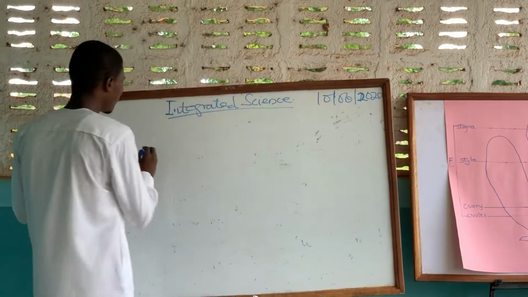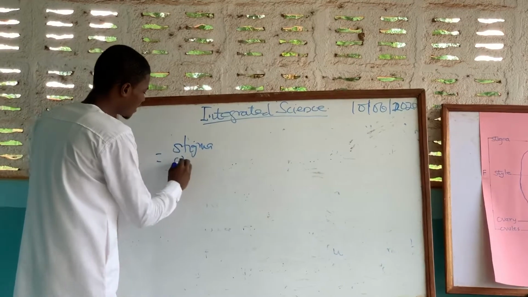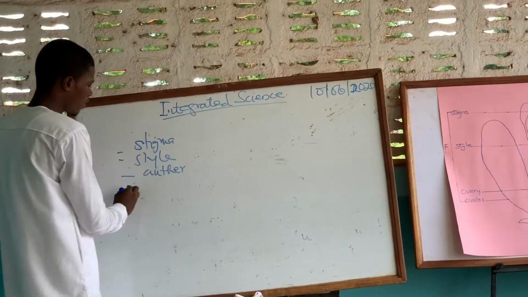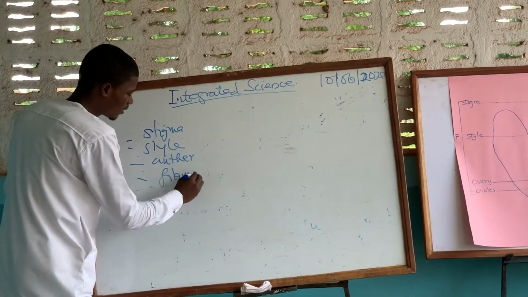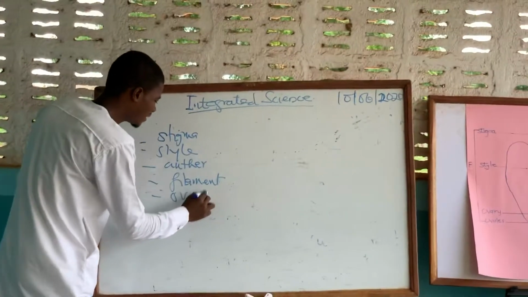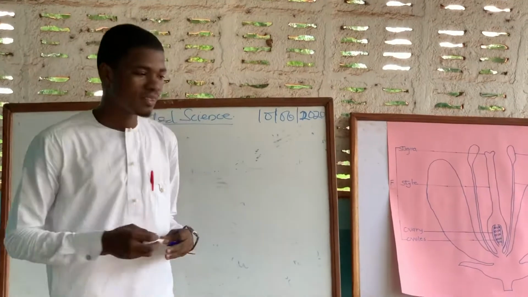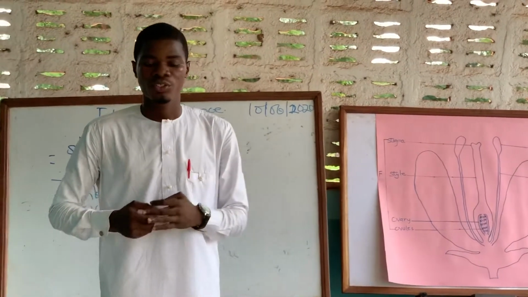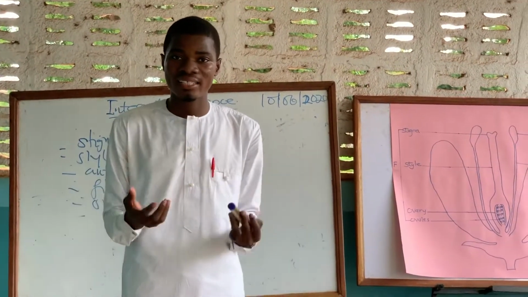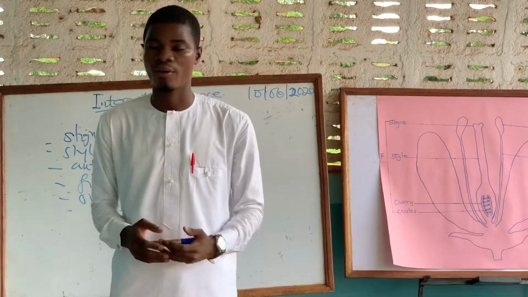Alright, so Mohammed, stigma, that's a brilliant attempt. Style, anther, alright, filament, that's impressive. What else? Ovary, oh great. I'm very much excited to see that you guys understood yesterday's lesson. So today we would just move ahead and then discuss the various functions of the parts of the flower.